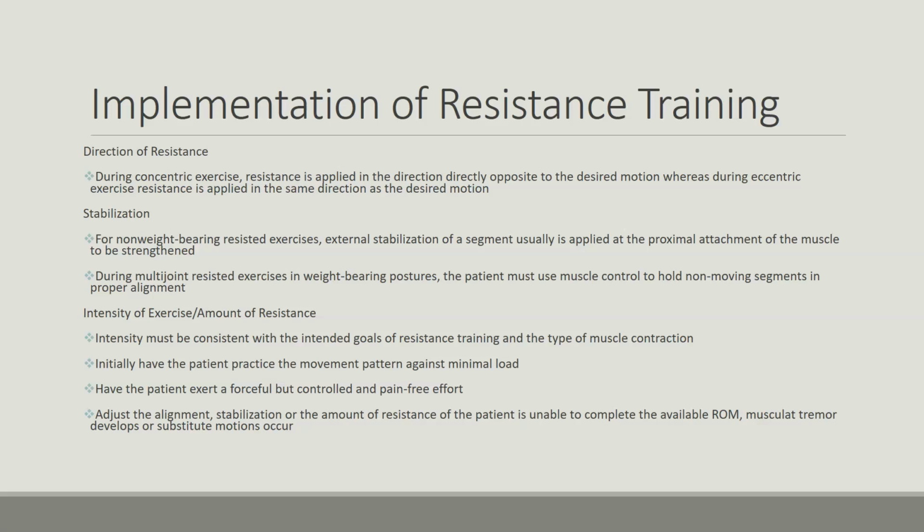The other thing is stabilization. So for non-weight bearing resisted exercise, external stabilization of a segment usually is applied at the proximal attachment of the muscle to be strengthened. So if you are applying the resistance, you want one of your hands to be proximal to the body at the joint to provide stability as the patient moves through.